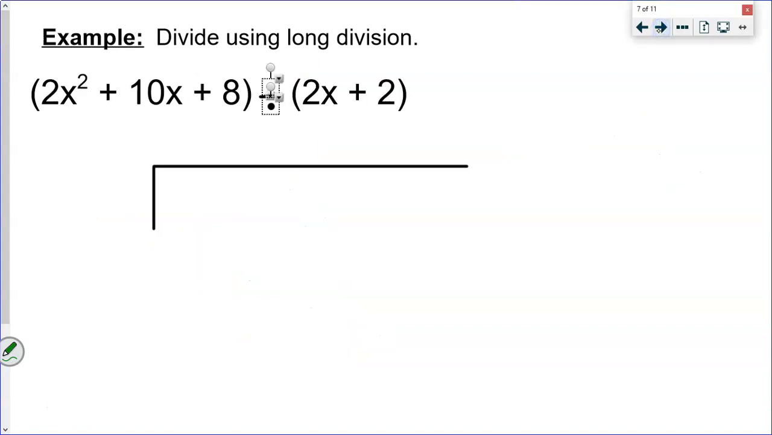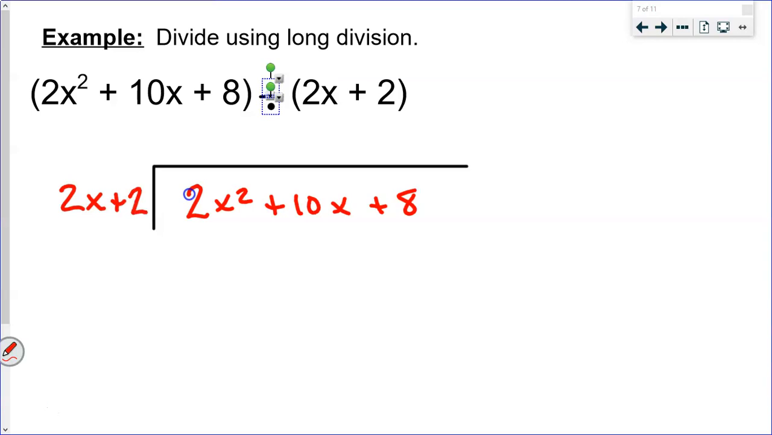All right, so the next one again, I'm going to put it under here. So 2x squared plus 10x plus 8. This time we're dividing by 2x plus 2. So what do we have to multiply by 2x? Only the first term are we interested in here, y'all. What do we have to multiply by 2x to get 2x squared? Yep, an x. So when we do that, we get 2x squared.